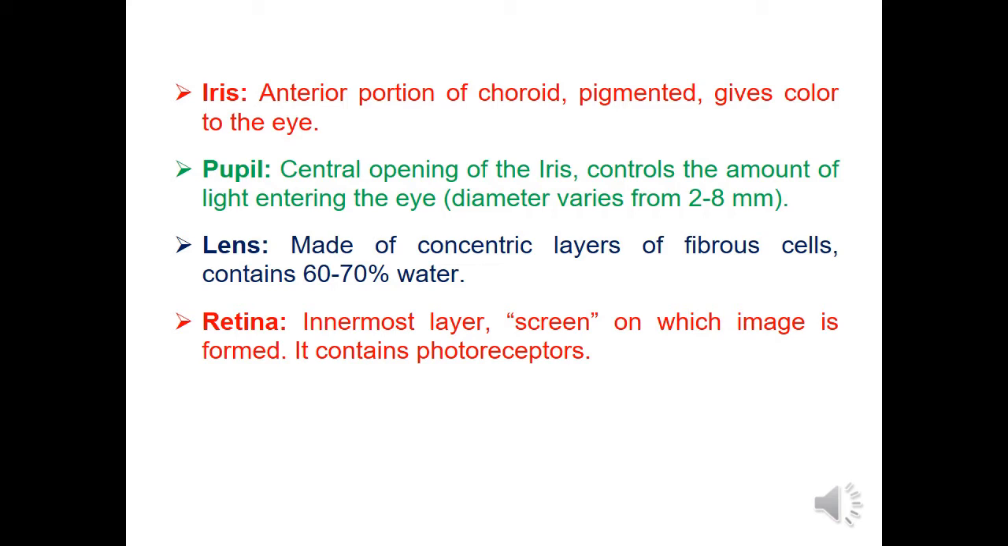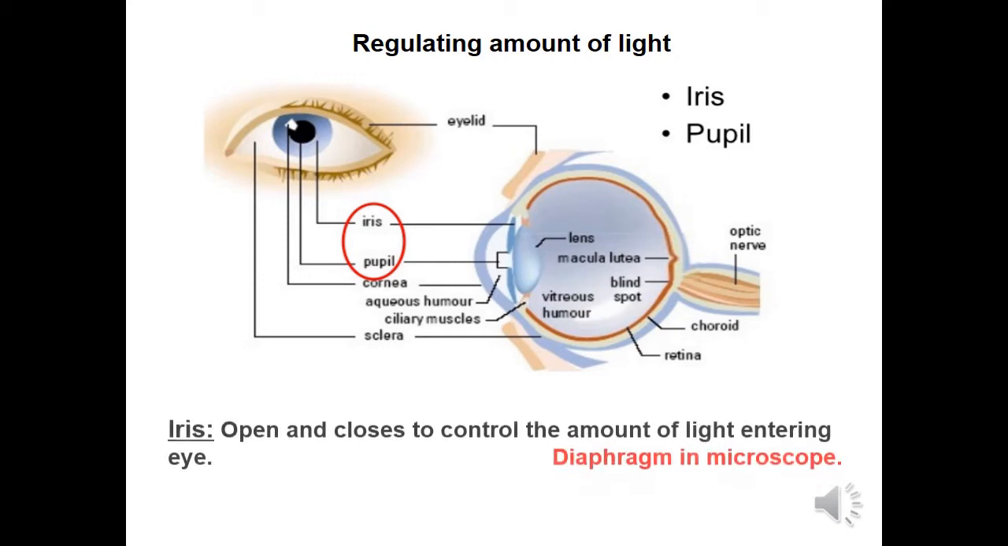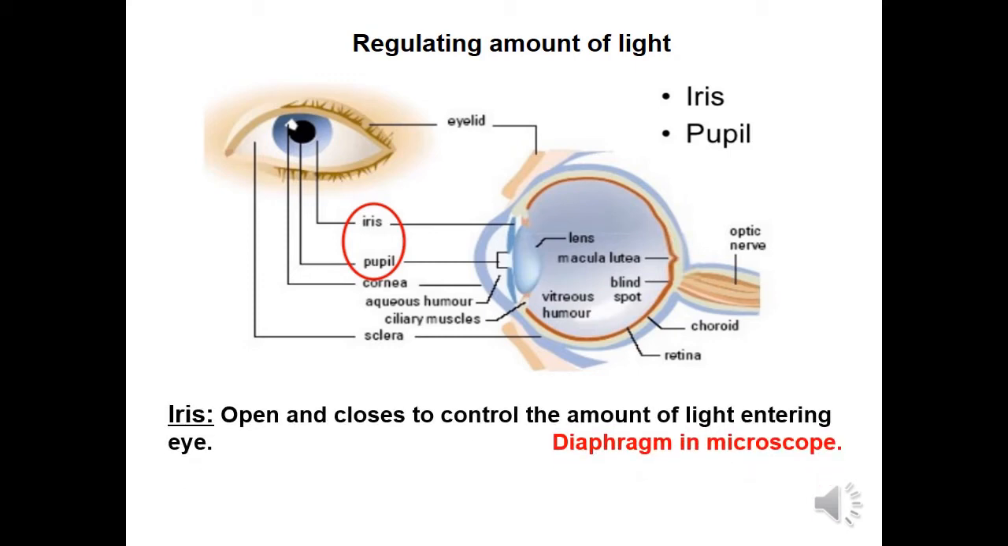The description of the iris, pupil, lens and retina I have told you in detail. Here you can see a diagram which shows how the amount of light is regulated by the human eye. Various components of the human eye are also shown here, like iris, pupil, cornea, sclera, optic nerve, retina. The iris opens and closes to control the amount of light entering the eye. If you compare it with a camera, it is like a diaphragm.